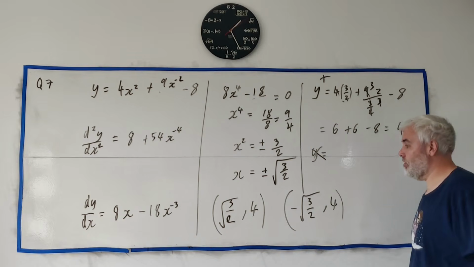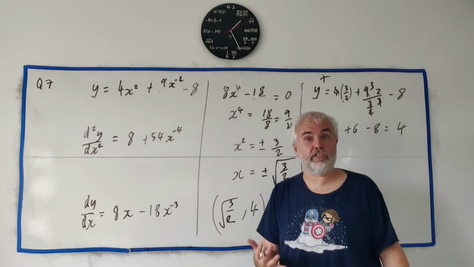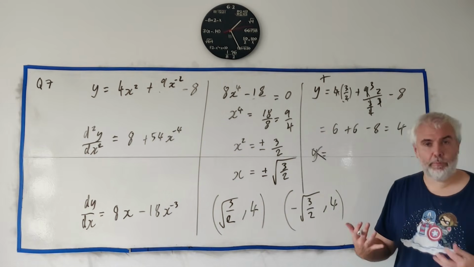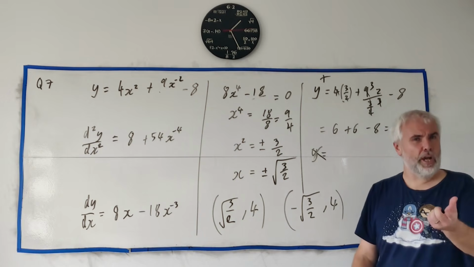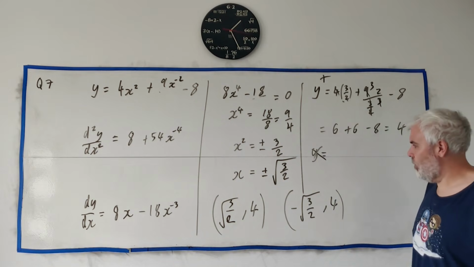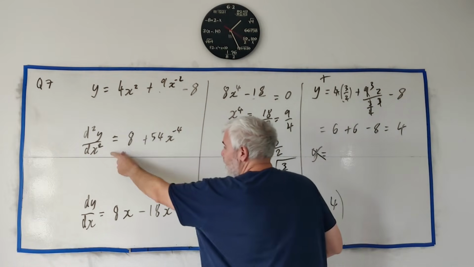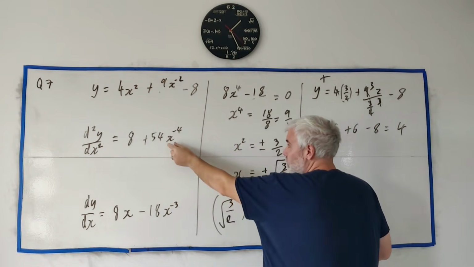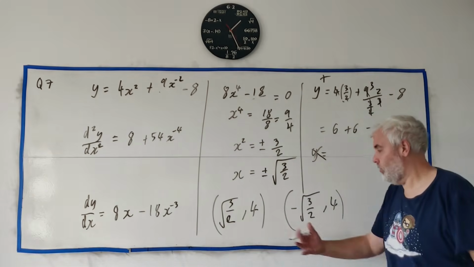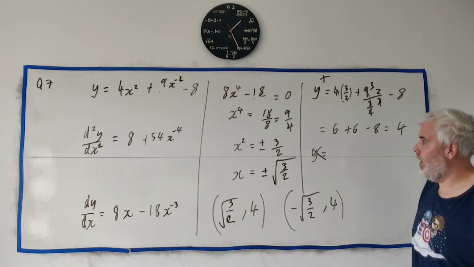The only thing left to do is to determine their nature, meaning are they a maximum or a minimum, because we know they're stationary points. So how do we do that? We simply put the x part into the second derivative. Well, the second derivative has x, so we put the x into it.